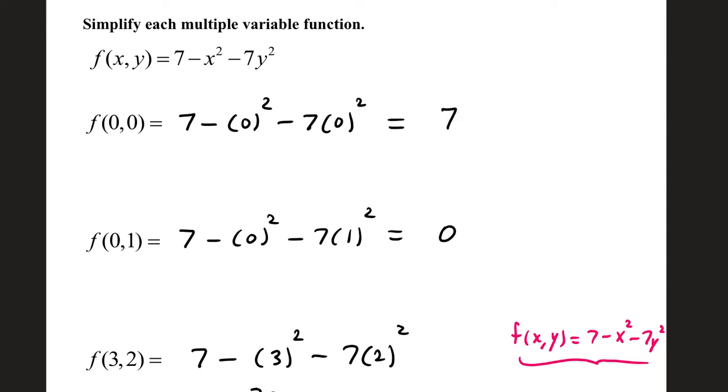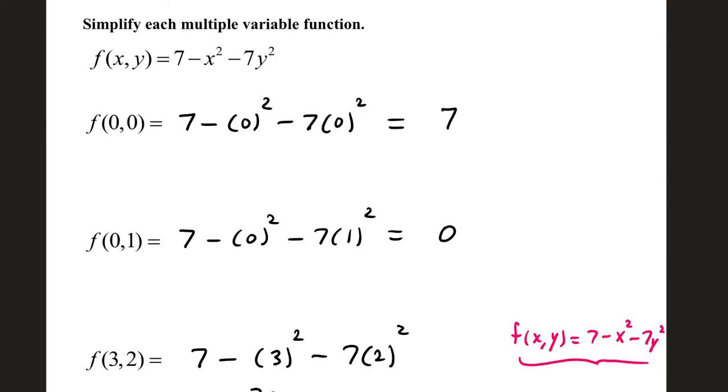In the next example, we're asked to replace x with 0, y with 1. 7 minus 0 squared minus 7 times 1 squared. Put this in your calculator as needed. 1 times 1 is 1, times negative 7 is negative 7. So that's 7 minus 0 minus 7 totals 0.